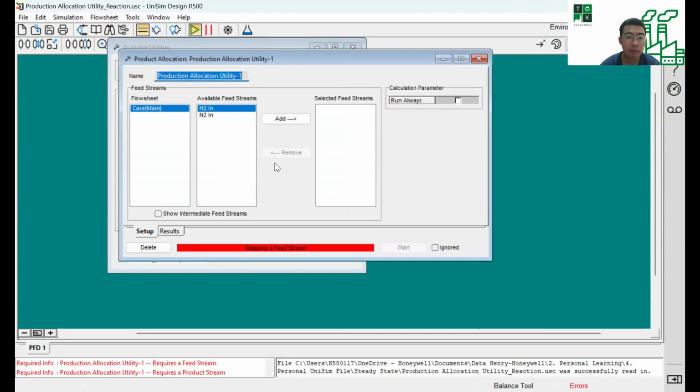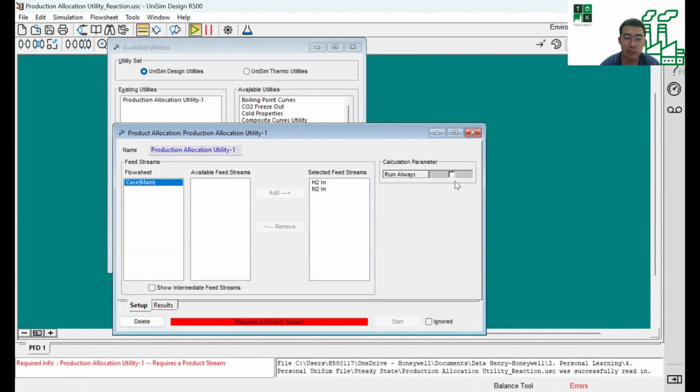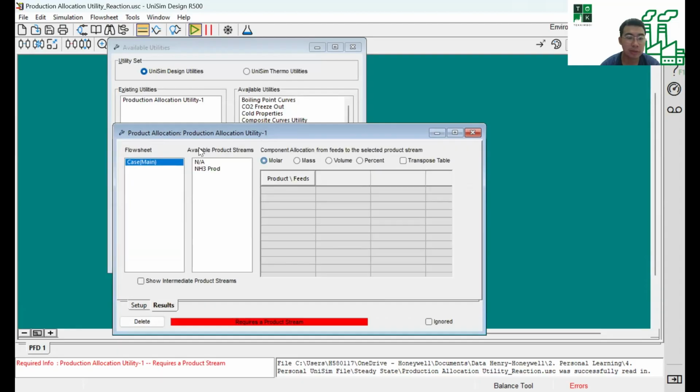In the utility, we select all the feed streams. Then I select run always. Okay, so this is the result in terms of molar and in terms of percent. If you're curious how UniSim Design calculates this result, I want to show the calculation in Excel.